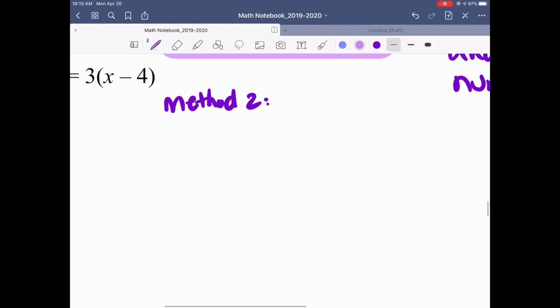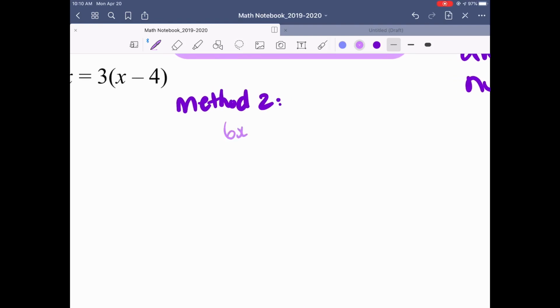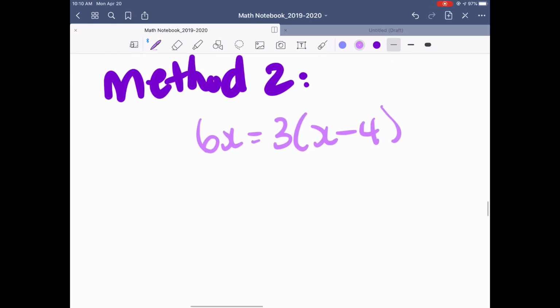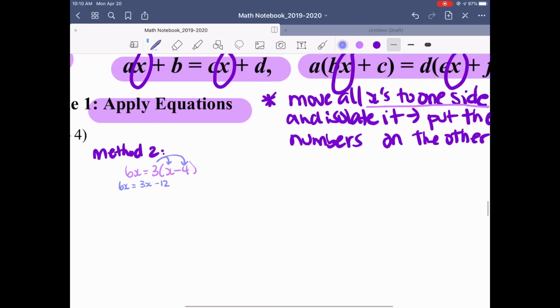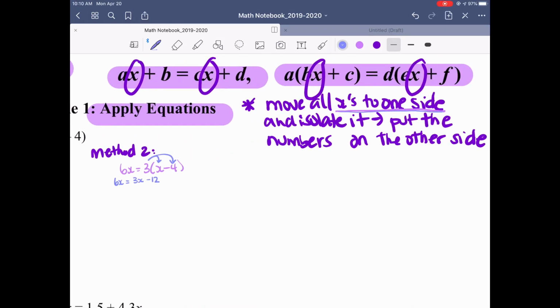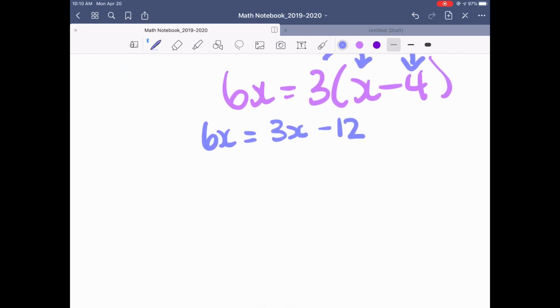Method 2, when we have 6x equals 3 bracket x minus 4, some of you might be inclined to right away distribute the 3 like you learned in 8.3, which is fine as well. So when you distribute the 3, you get 6x on this side equals 3x minus 12. And then again, remember the note, we want to move all the x's onto one side. Since the 6x is already by itself here, we'll move the 3x to the left.